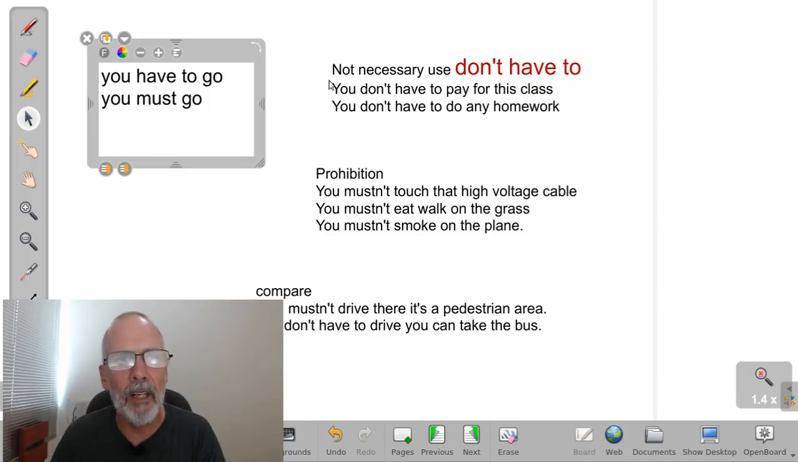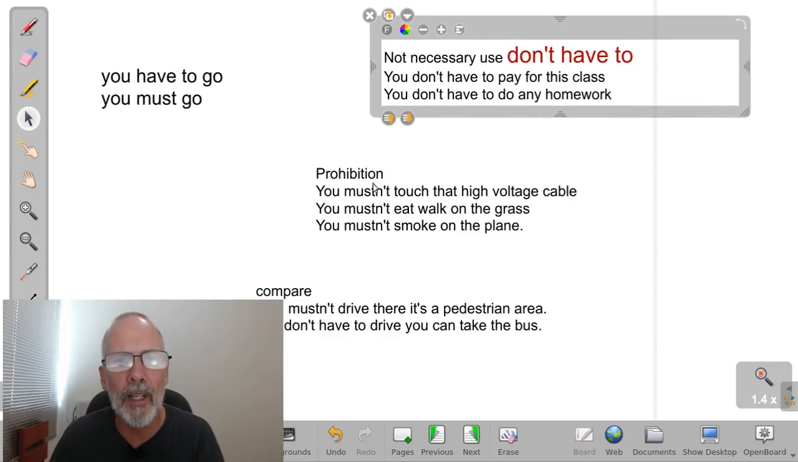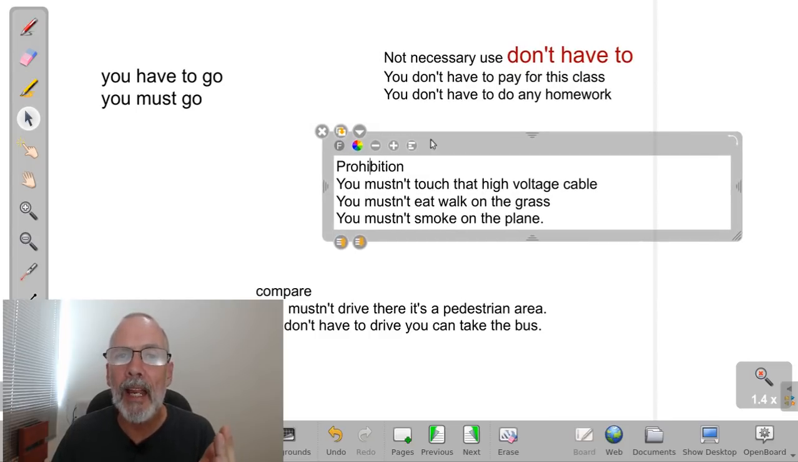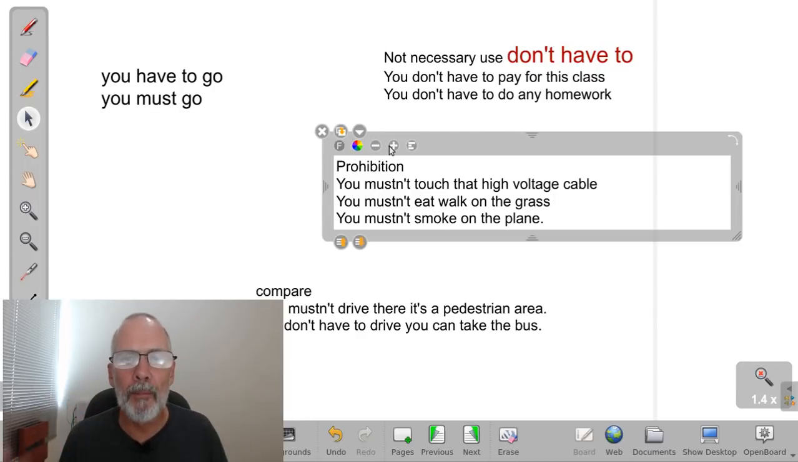But the negative of you have to go is you don't have to go, and that means it's not necessary. But the negative of must is you mustn't go. That means it's prohibited. You can't do it, you mustn't do it. It's prohibited. It's against the law.